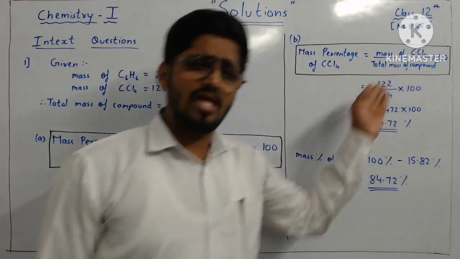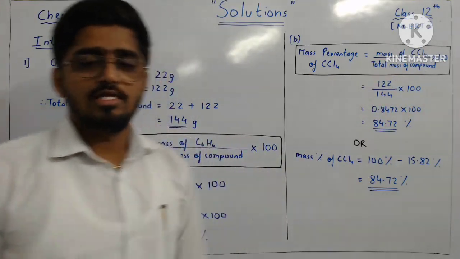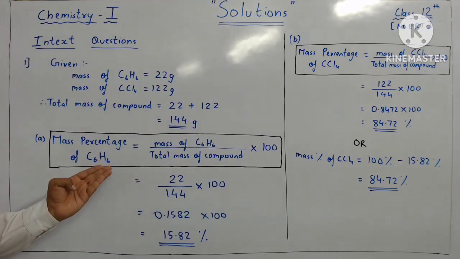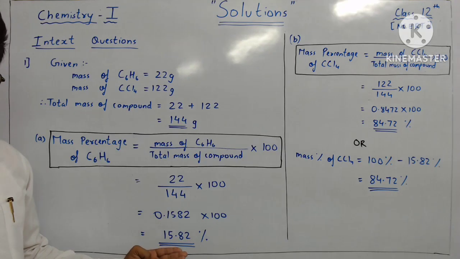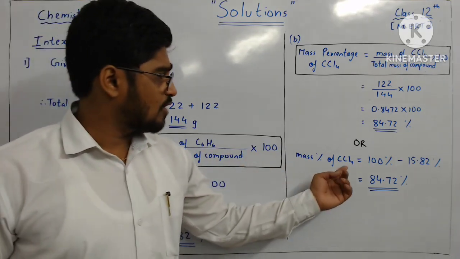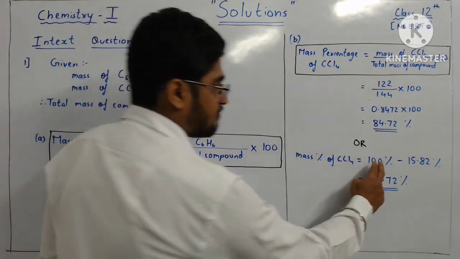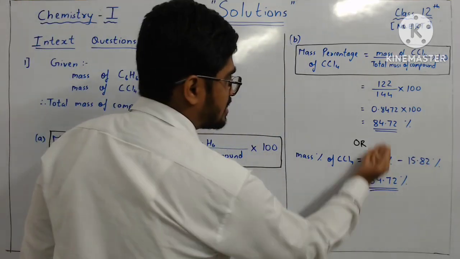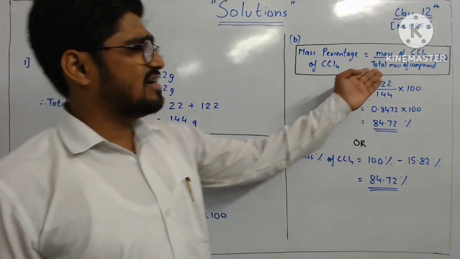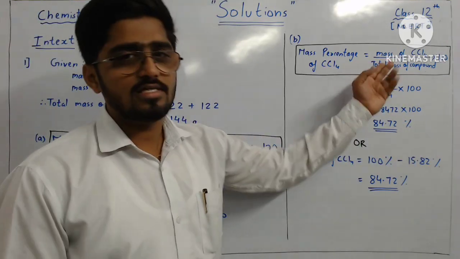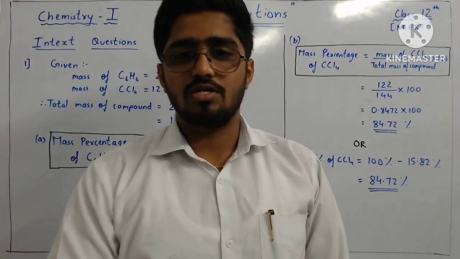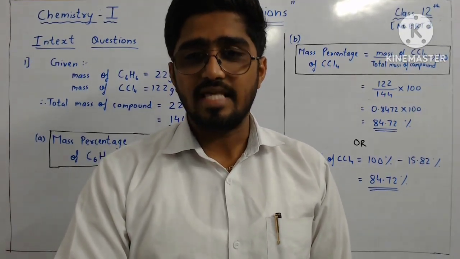Students, you can also use common sense. The whole solution is 100%, and if you got 15.82 for benzene, then for carbon tetrachloride you subtract the benzene percentage from the full percentage. Automatically you will get the same answer. So there is no need to use the formulas again and again. You can use some common sense also. So this was our first question. Now we will proceed to our second question.